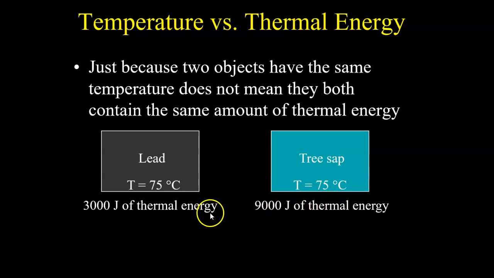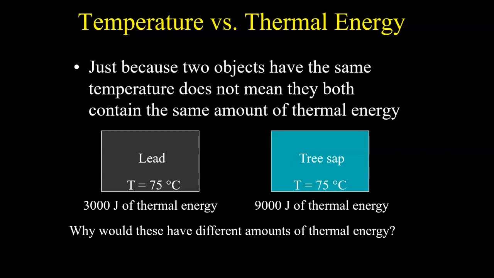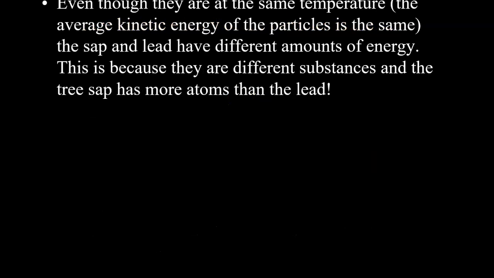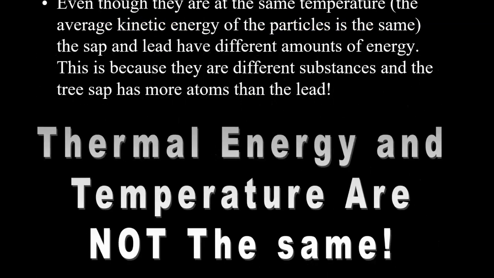And we talked about this before. How could that be? Well, remember that thermal energy does have to do with the kinetic energy of the atoms, but it also has to do with how many atoms you have. Okay, so clearly the tree sap, if they have the same temperature as the lead, the atoms have the same average amount of kinetic energy. The only reason the tree sap would have more thermal energy is if there's more atoms in the tree sap. Okay, and that's what it says on the next slide.